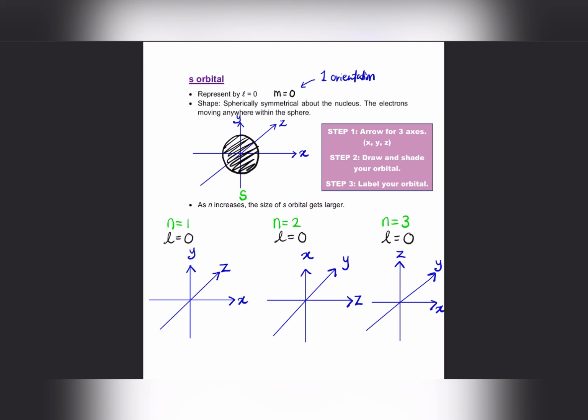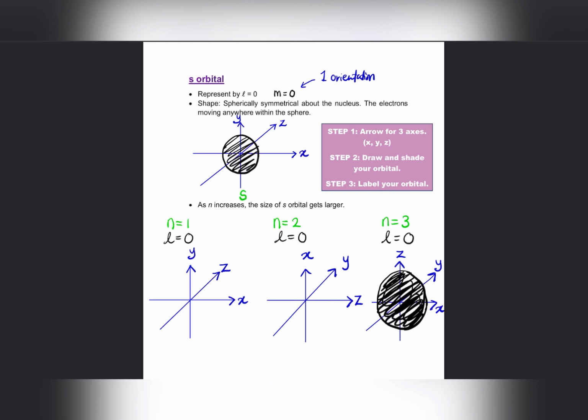So next, I will draw based on n equals to 1, n equals to 2, n equals to 3. Usually I will start with the largest one, n equals to 3. So I will draw the largest circle that I can do. I'm going to draw the largest one for this sketching. Make sure your shape is symmetrical. Okay, and then you shade your orbital. And this is the largest for my n equals to 3.